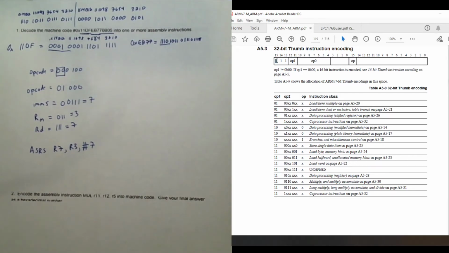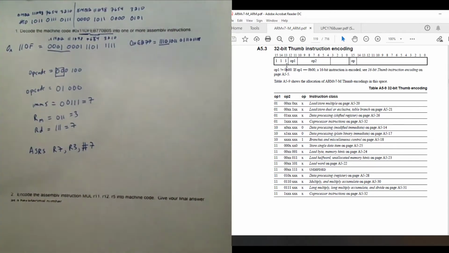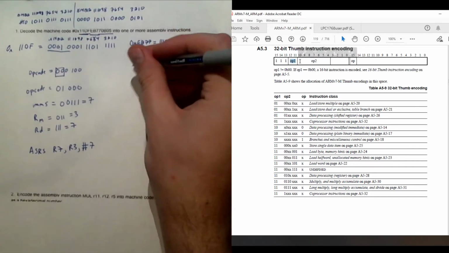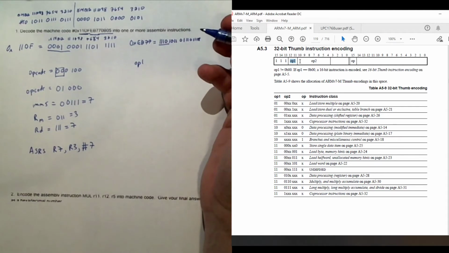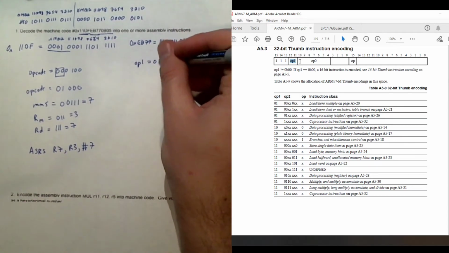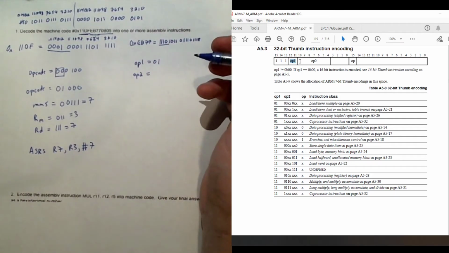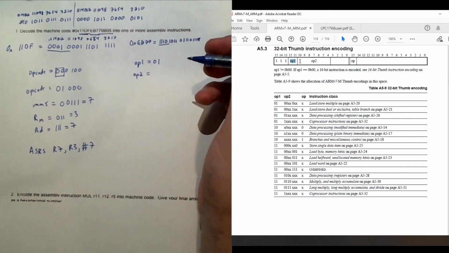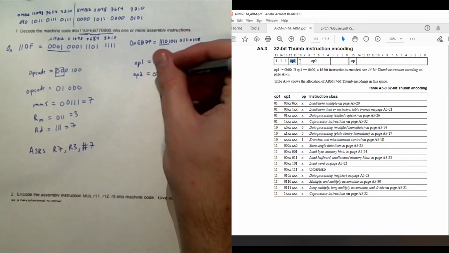So I know my first 3 bits are going to be 111. I can sort of ignore those for the rest of the time. That's never going to be of use to me, so I'm just going to cross them out. And now I know op1 is bits 12 and 11, so that's going to be 0, 1 here. And now op2 is the next 7 bits, so that's going to be 0, 1, 1, 1, 0, 1, 1, 1.